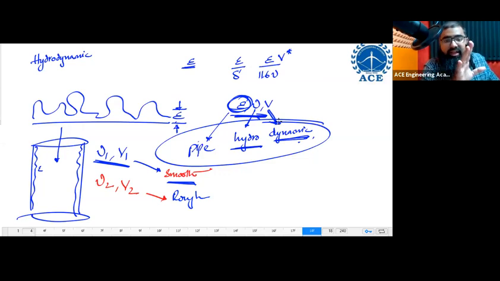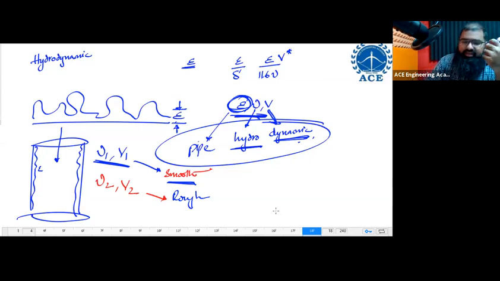I hope you're following. That means a single pipe can be a smooth surface in a particular flow. The same pipe can be a rough surface in a different flow. The same pipe can be a transition pipe in a different flow. I hope you're following this. And with this, I'm going to introduce the concept of what is known as a commercial pipe.